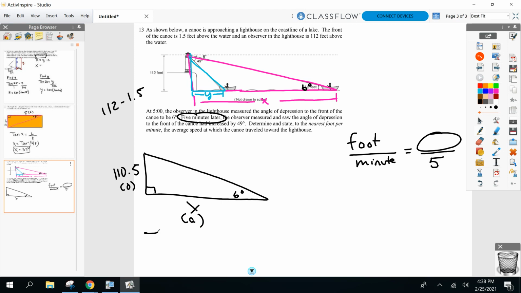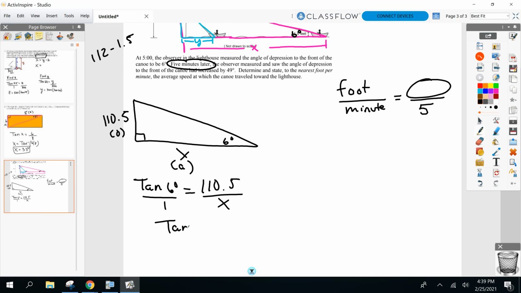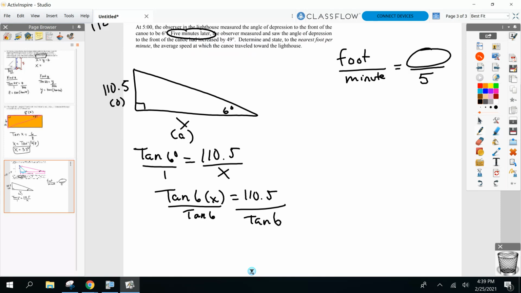So I can use tangent again. Tangent of 6 is equal to opposite 110.5 over x. Since I'm finding a side, we can go ahead and cross multiply. So I get tangent of 6 times x equals 110.5. Divide both sides by the tangent of 6. So x will be equal to, you go to your calculator, 110.5 divided by the tangent of 6.